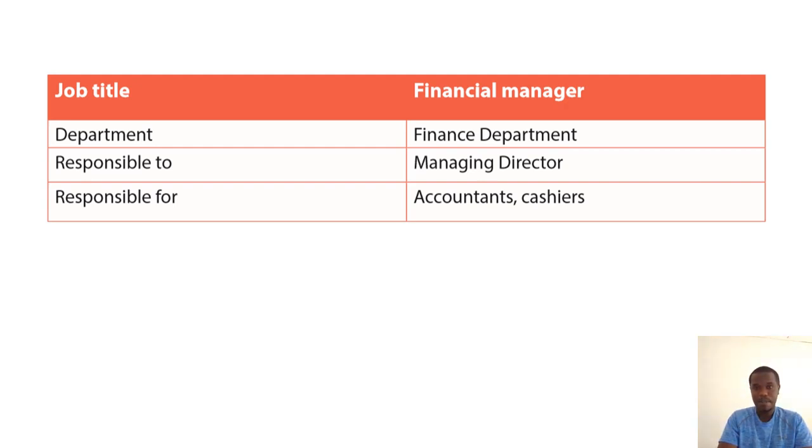So meaning that the managing director is senior to the financial manager. So this one reports to this one. And these ones, accountants and cashiers, report to the financial manager. So this one is responsible for these ones. I hope you get that. Okay.